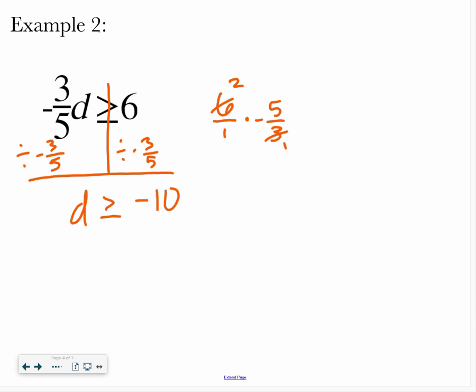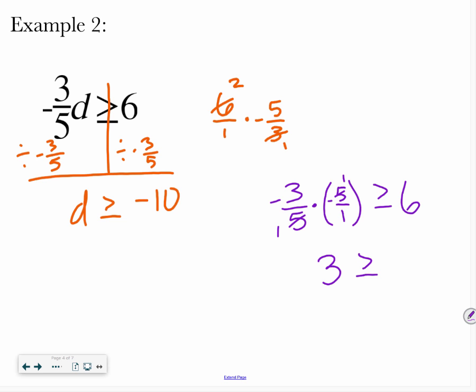So if I have d is greater than or equal to -10, just like I was doing in the addition and subtraction inequality video, let's check our answer. So I have a number that has to be greater than or equal to -10. So let's try a -5. So I have -3/5 times -5 over 1 is greater than or equal to 6. So I have a negative times a negative, so that becomes positive. My 5's cancel. They can reduce down to a 1. So I have 3 times 1 over 1 times 1. So I have 3 is greater than or equal to 6.